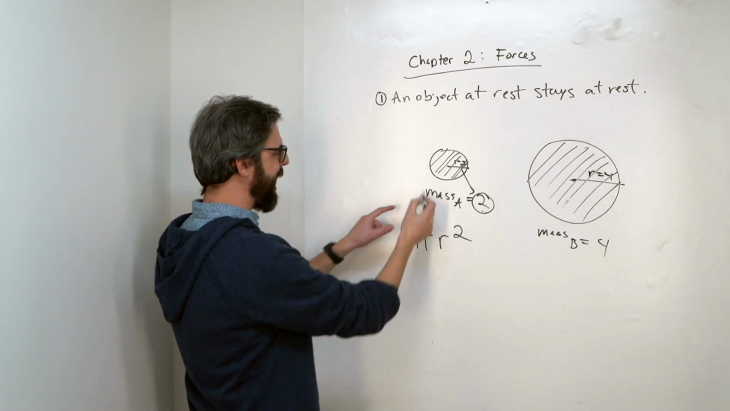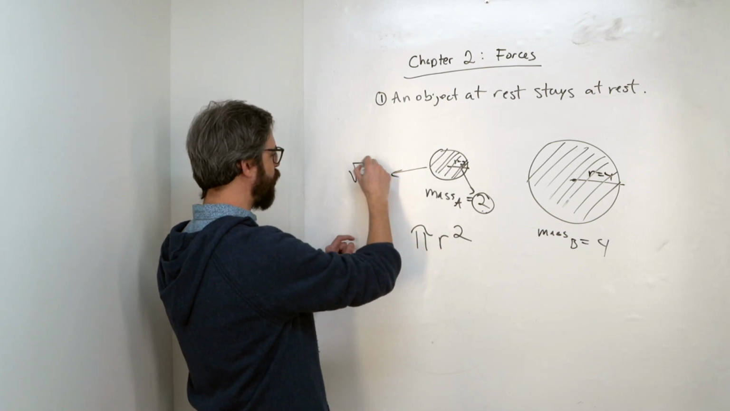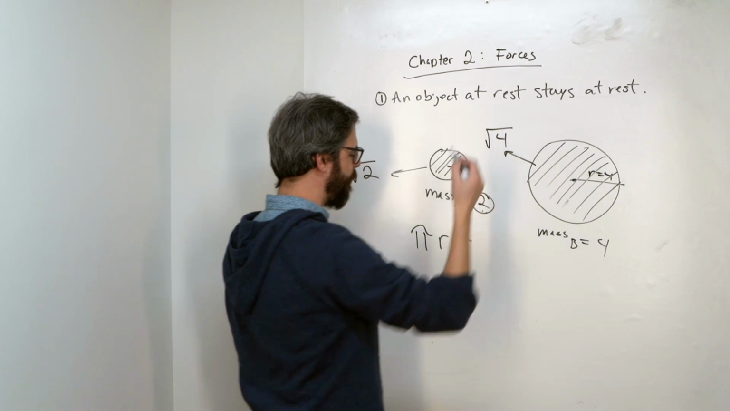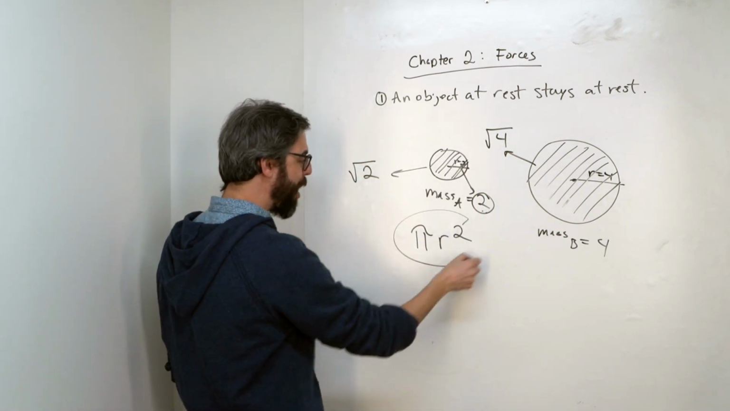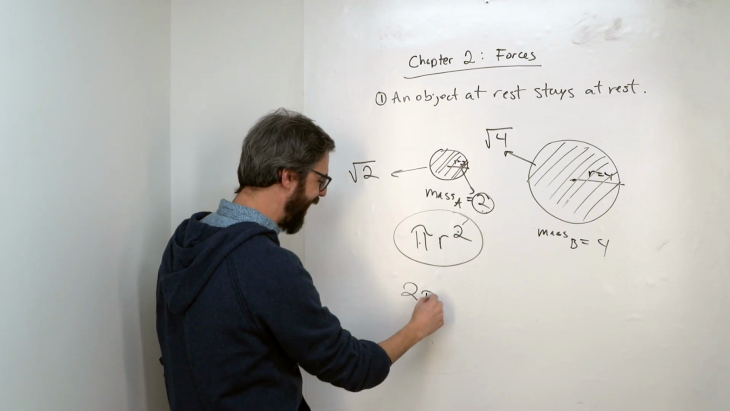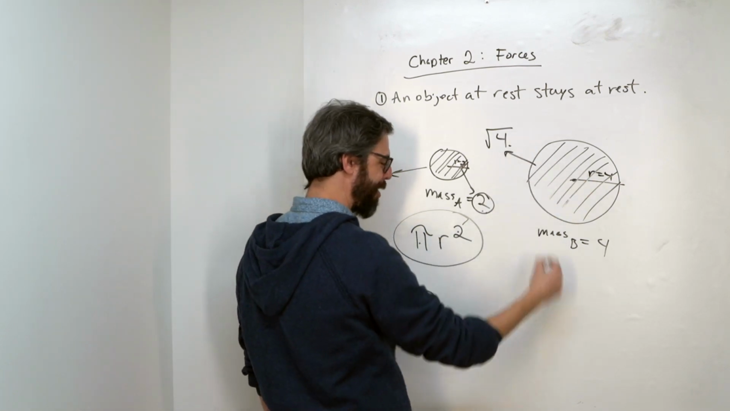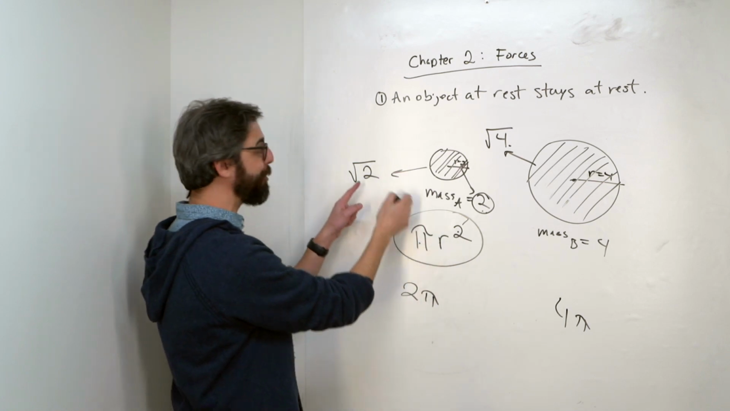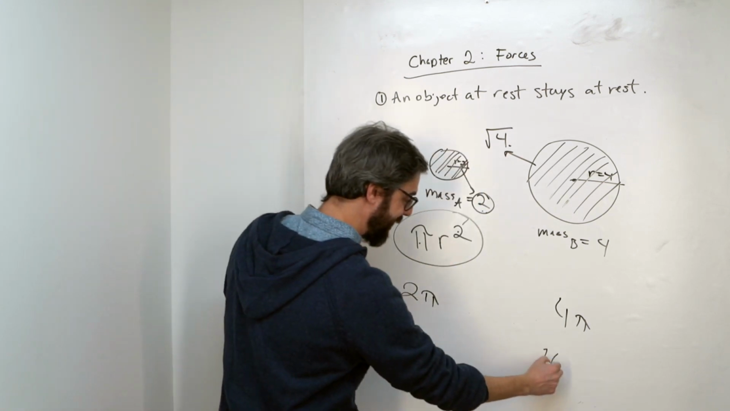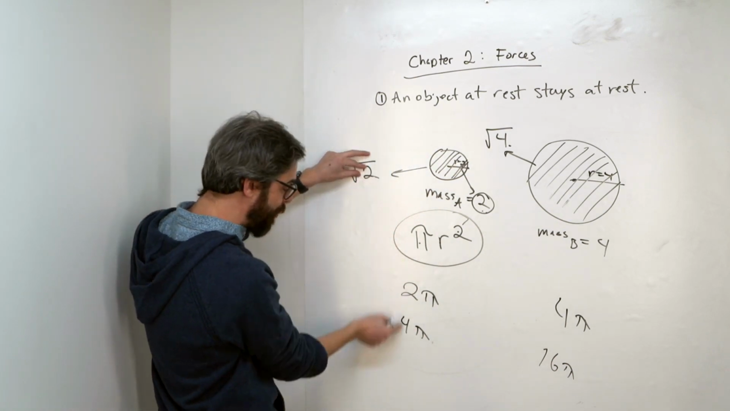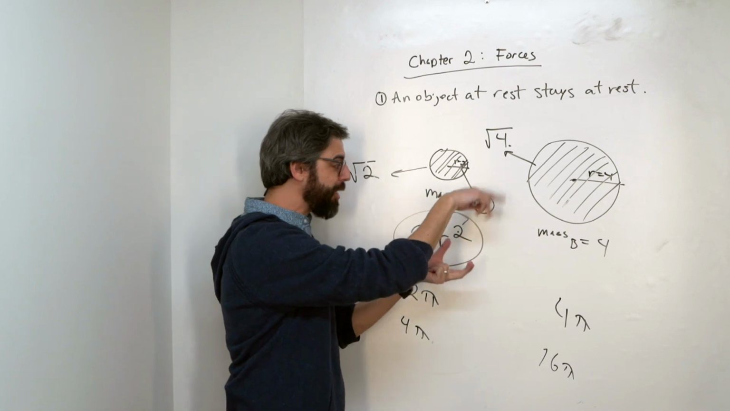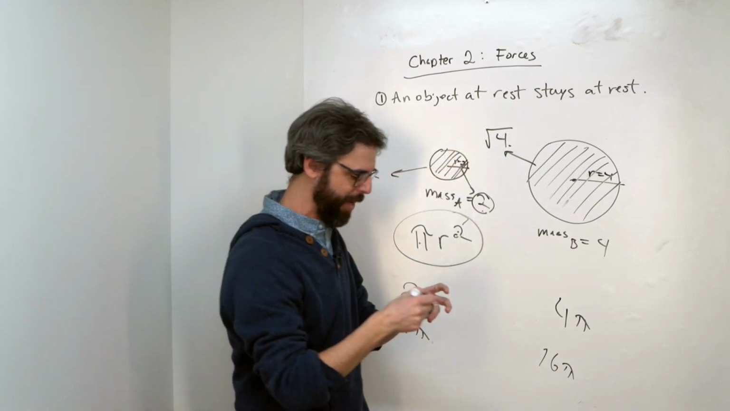Let's say, in this case, the radius is square root of 2. And in this case, the radius is square root of 4. Well, the surface area, pi r squared, would be 2 pi. And here, pi r squared would be 4 pi. Whereas if I used 2 and 4, I would have 4 pi and 16 pi, because I'd be squaring 2, I get 4, squaring 4, I get 16. So take that mass, take the square root of it, and apply that to the object's radius.